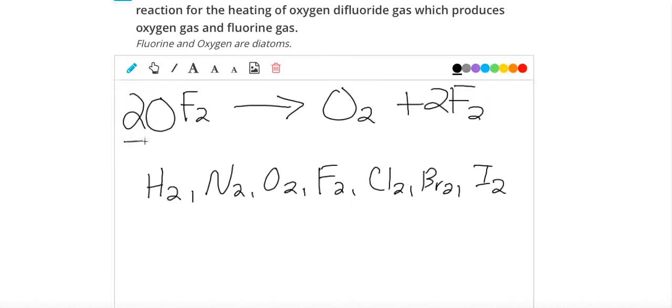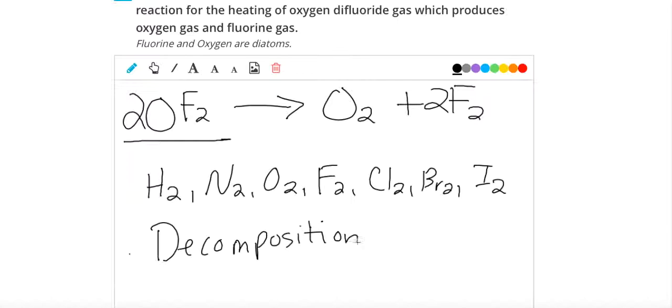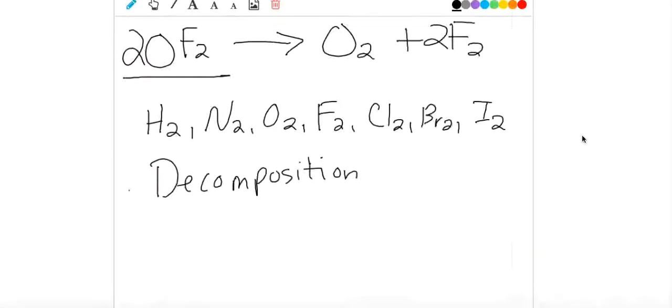Okay, notice we only have 1 reactant. No plus signs over here, just 1 reactant breaking down into a bunch of things. This is a decomposition reaction. If you start with one thing and break down into a bunch, and I don't care how many things we break down into, we could have 3, we could have 4, whatever, it's going to be decomposition.